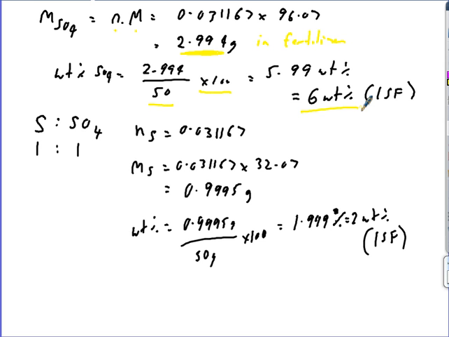The last thing you're trying to find is the weight percent sulfur. We know the ratio of sulfur to sulfate is just 1 to 1. Therefore, the moles of sulfur is the same as the moles of sulfate. We can find the mass of the sulfur, similar to how we did it above, and then we can find the weight percent of the sulfur, which is just the mass of the sulfur divided by the mass of the fertilizer, which is 50 grams, times 100, gives us 2 weight percent sulfur in that sample. And that's how you solve that question 4.